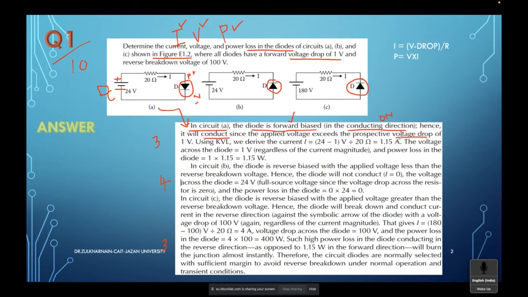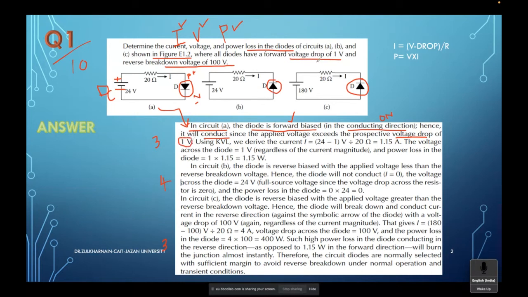Here the voltage drop of 1 volt will appear in this circuit. In all these three cases, he said that a voltage drop of 1 volt exists and a breakdown voltage of 100 volt exists. In each of the three cases, he is asking what is the current, what is the voltage, and what is the power. Whenever the circuit has a diode and it is on, that is, plus connected to plus and minus connected to minus, the voltage drop will be 1 volt.